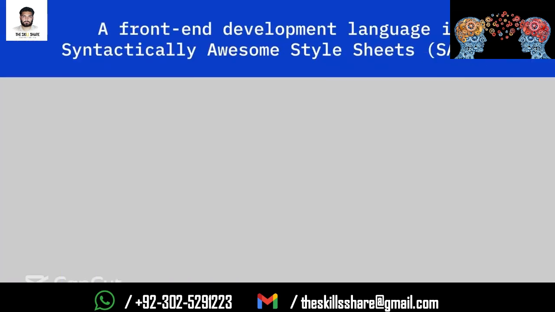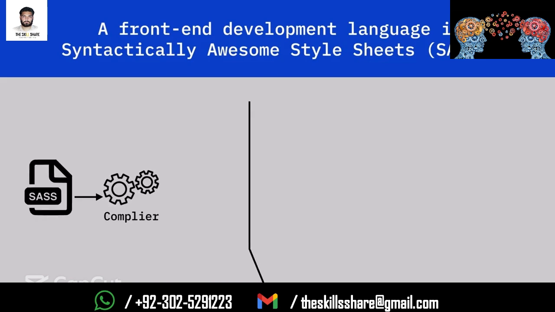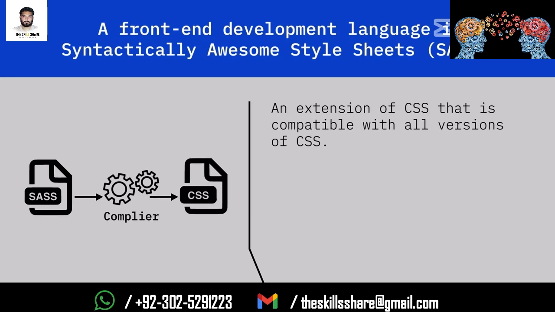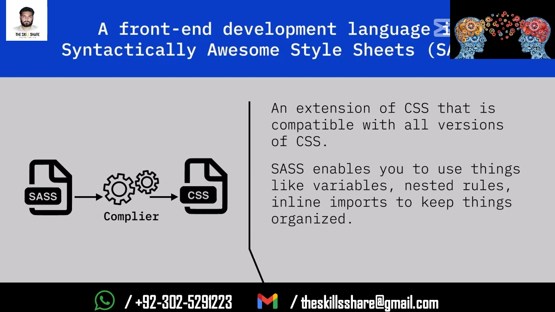A newer front-end development language is Syntactically Awesome Style Sheets, called Sass. It is an extension of CSS that is compatible with all versions of CSS. Sass enables you to use things like variables, nested rules, and inline imports to keep things organized.